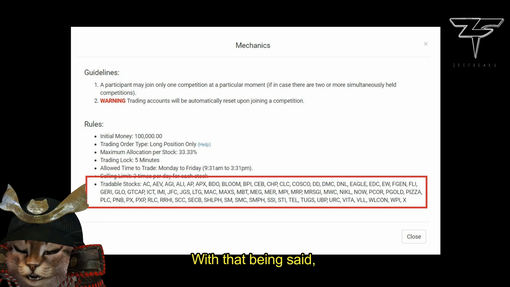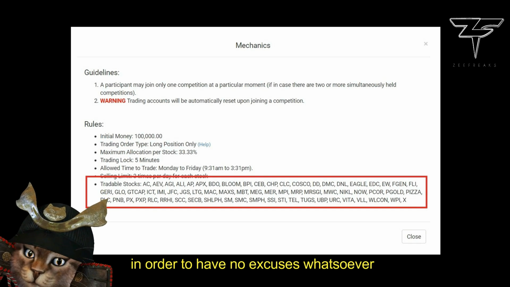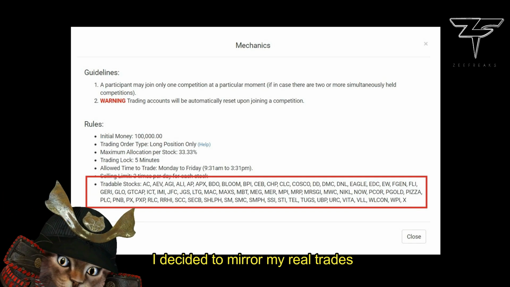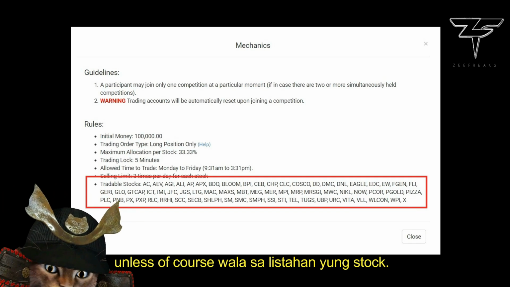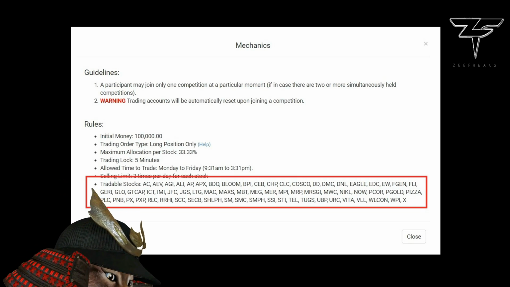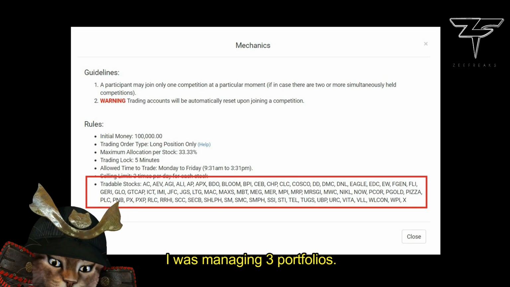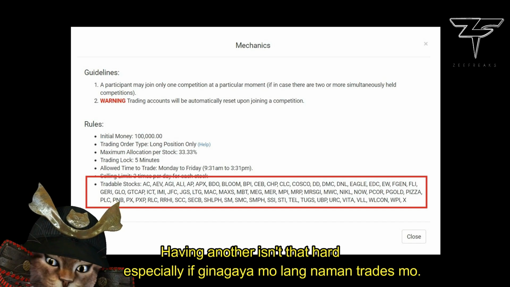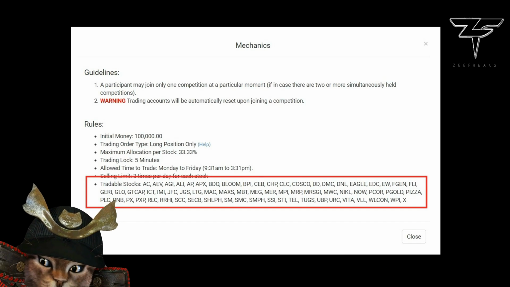With that being said, in order to have no excuses whatsoever not to take the InvestaCup seriously, I decided to mirror my real trades. Unless of course wala sa listahan yung stock. And during this time, I was managing 3 portfolios. Having another one isn't that hard, especially if ginagaya mo lang naman yung trades mo.